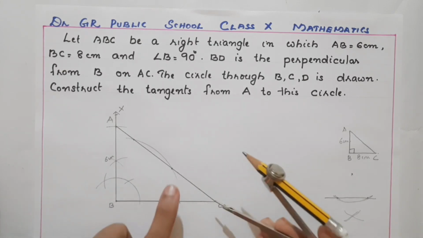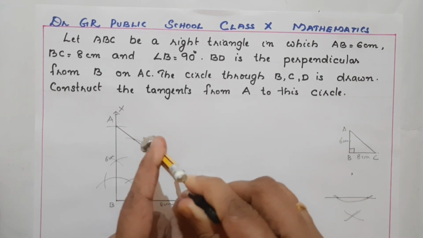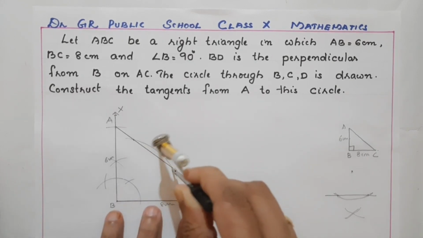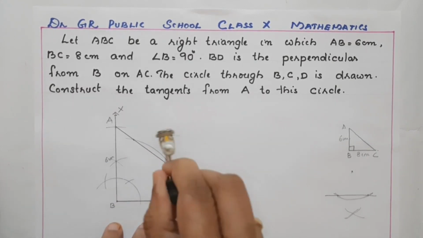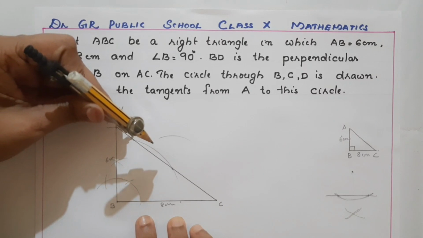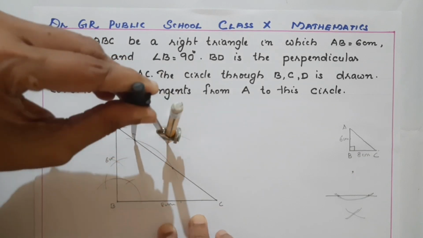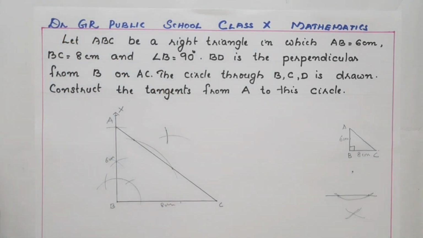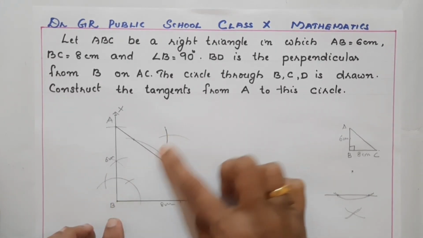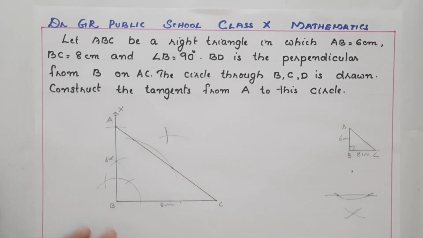Now, using these 2 points and by taking a length more than half of this length, we have to draw 2 arcs here. One from this point and another from this one. Okay, we got the point of intersection. Now, if we join B and this point, surely that line will be perpendicular to AC.